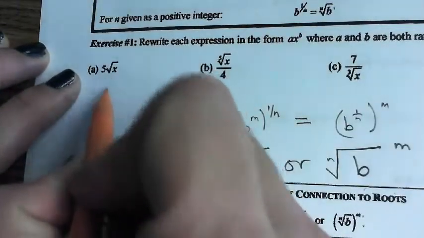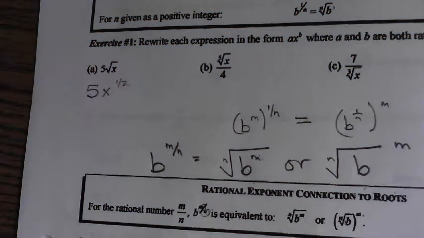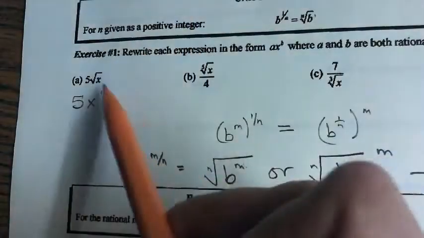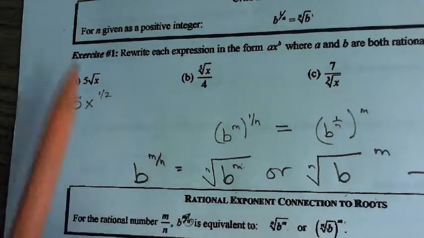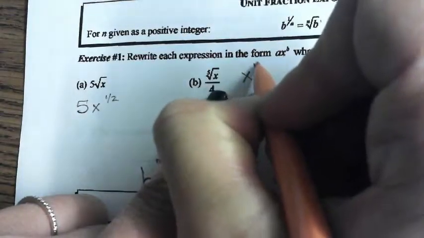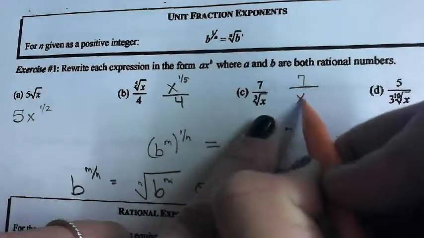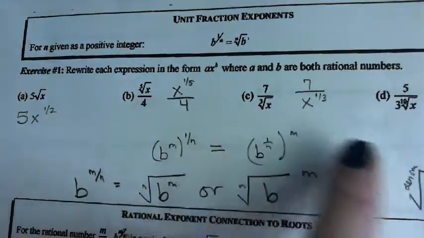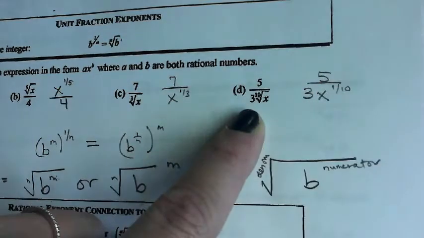So if I just look at A up top, that's just 5x to the 1/2 power. Is the 5 being raised to the 1/2 power? Absolutely not. It's just on the x. If I wanted the 5 raised to it, I would have put the 5x in parentheses. I didn't because the 5 was not underneath the radical. Yes? B is x to the 1/5 over 4. C is 7 over x to the 1/3. D is 5 over 3x to the 1/10. Are there any questions on those 4?